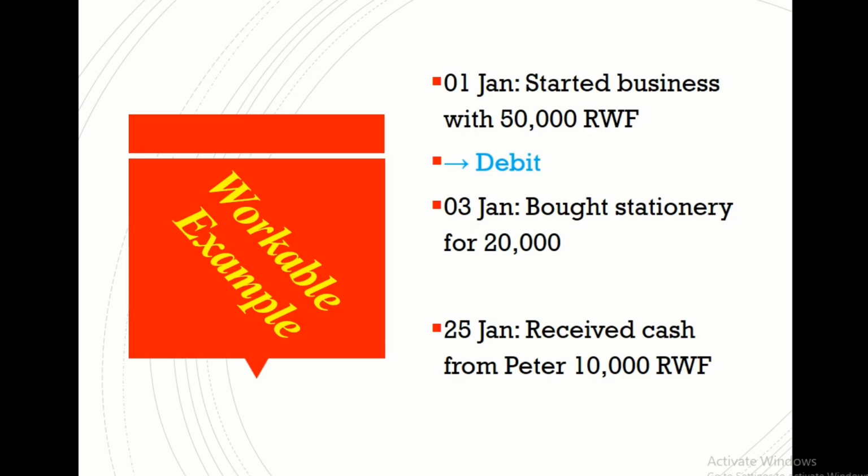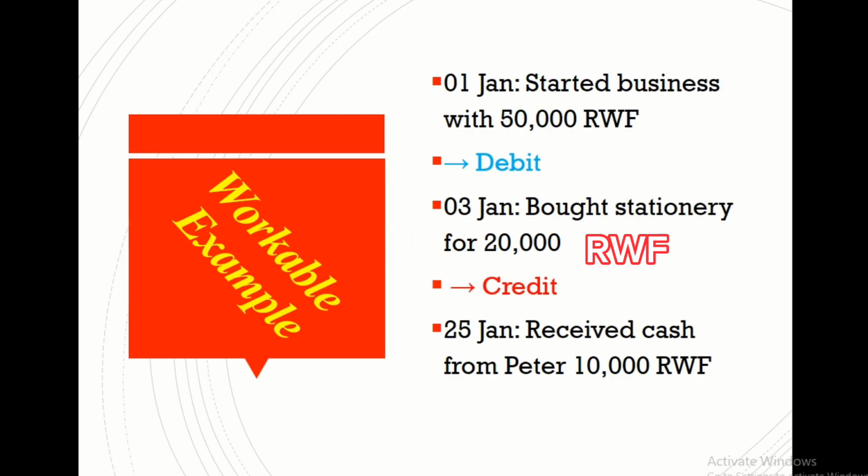Remember, very simple. On 3rd January, bought stationery related materials like papers for 20,000. Since it's an expense, it is cash that is being paid out for stationery. So this is an expense. In the cash book, it is supposed to be credited.